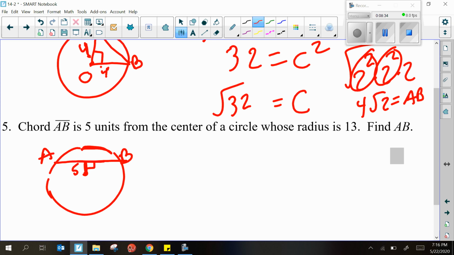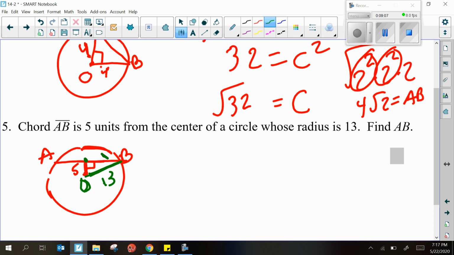And then they tell us that the radius is 13. So that means I can make a radius to B. So let's say I call the circle O. So OB is 13. And now they want me to find AB. Well, you might remember our theorem that says if I have a chord that's a certain distance away, and that distance is perpendicular, then it divides the chord in half.